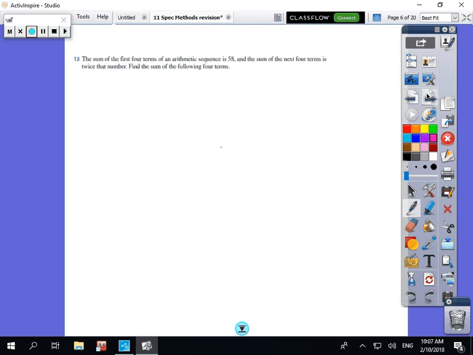Okay, let's move on. The sum of the first four numbers of an AP is 58, and the sum of the next four is 116. So we've got between T1 and T4, and then between T5 and T8. And then find the sum of the following four numbers, so that would be T9 to T12. It sounds like it's tricky, but it's actually not too bad. So have a go, and when you come back, we'll read.